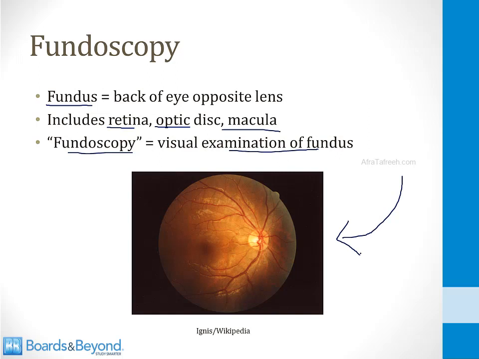For the USMLE Step 1 exam, it's very unlikely they will ask you how the retina or the macula work. Instead, what they're going to want you to be able to do is to recognize retina and macula pathology based on classic fundoscopic exam findings. So in the rest of this video, we're going to go through a number of pathologies involving the retina and the macula, and for each one I'll try to show you a picture of what it looks like on fundoscopy.